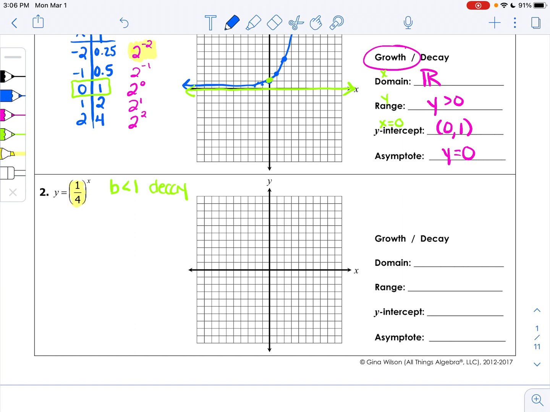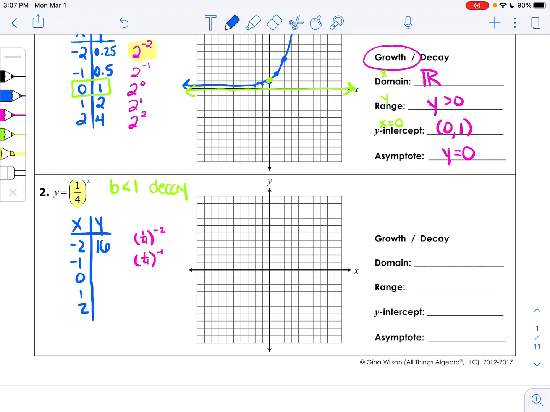We're going to create a table of values. Again, I'm going to use the values -2, -1, 0, 1, and 2. And we're going to put this into our calculator to calculate it. So we're going to take 1/4, making sure we put it in parentheses. We're going to raise it to the -2 power. When I put that in the calculator, I get 16. We're going to do the same thing for -1. 1/4 in parentheses to the -1 power.